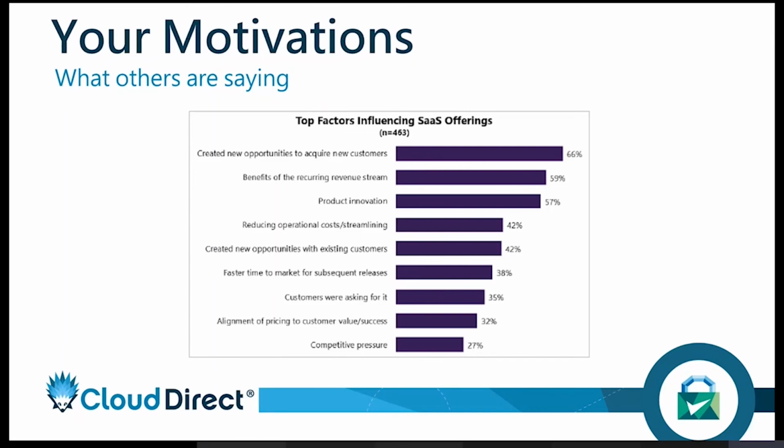Recurring revenue is, again, certainly something for ISVs to really think about, the beauty of having recurring revenue streams. Product innovation, again, is very high. Azure is a very good platform for obviously helping product innovation, just from a cloud native perspective, reducing operational costs and streamlining, creating new opportunities with existing customers. These are all key things that people are already talking about. And if these are some of the motivations that you have yourselves, then absolutely this is the right time to be looking at modernizing applications within the context of Azure.